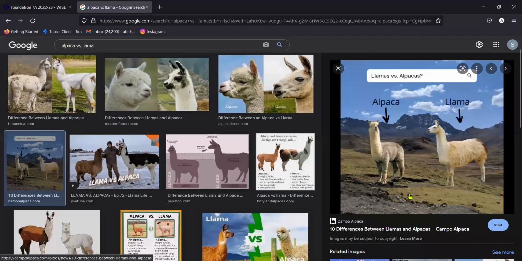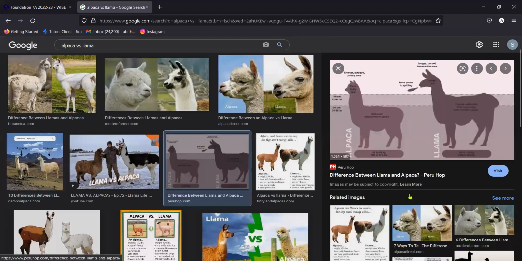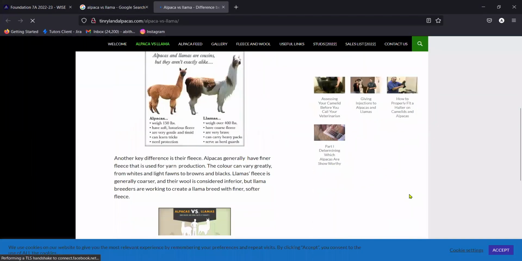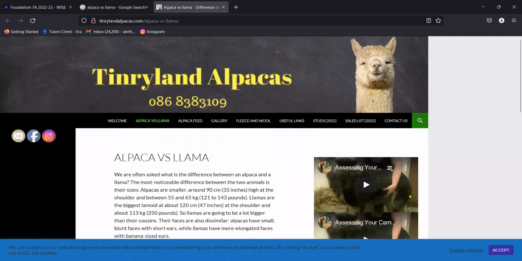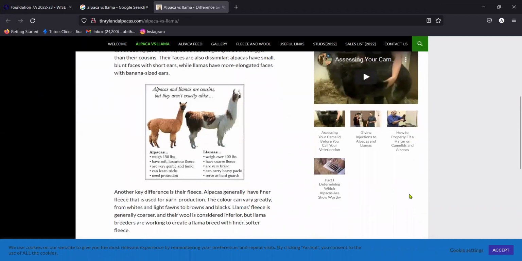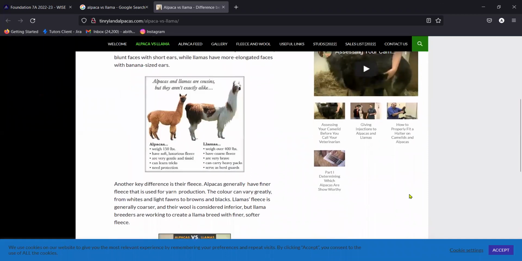One difference is their height. You can see here, alpaca is much smaller than llama. Their ears and coat are also different. Alpaca is like a dog, whereas llama is larger. Alpaca will have soft skin, whereas llama will have coarse skin. Can you see here the weight difference and everything? Ma'am, can you also show the vicuna?